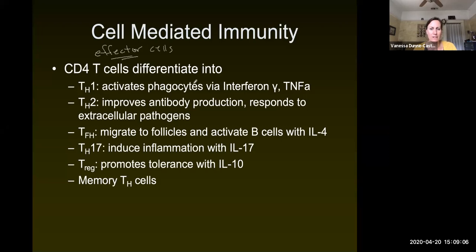So T helper 1s activate phagocytes via interferon gamma (IFN gamma) and tumor necrosis factor alpha. Whatever I list here, you should just remember what they are. These are two different types of cytokines that are really important in helping boost the inflammatory response. Macrophages sometimes have intracellular pathogens that just hang out there, and this Th1 response can really boost the phagocytic response. But these are also pro-inflammatory cytokines, so this whole Th1 response also leads to greater inflammation.